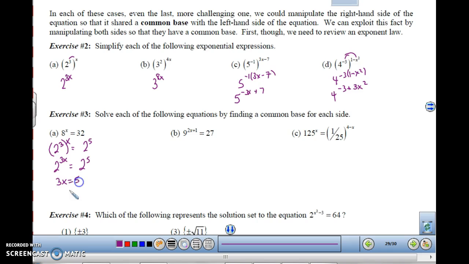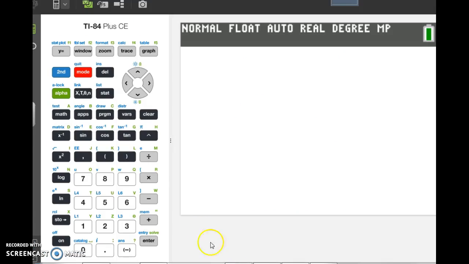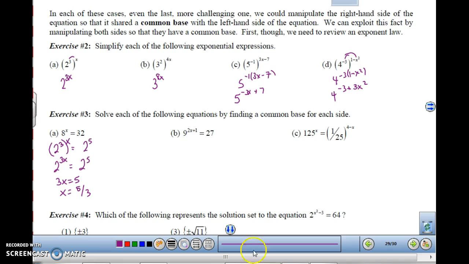3x is equal to 5, so x is equal to 5/3. And if you want to check, 8 to the 5/3 raised to the 5 divided by 3. Look at that, it's 32, and it works. All right, so the trick is get the same base and then set the exponents equal to each other.